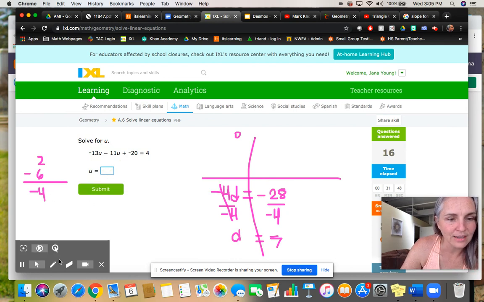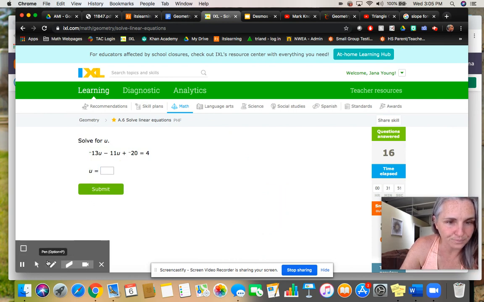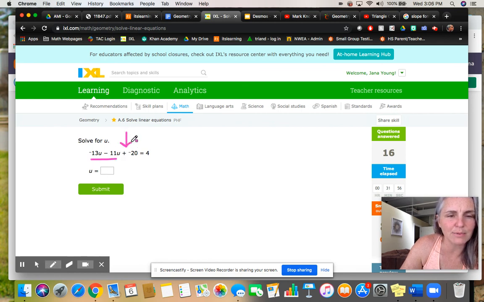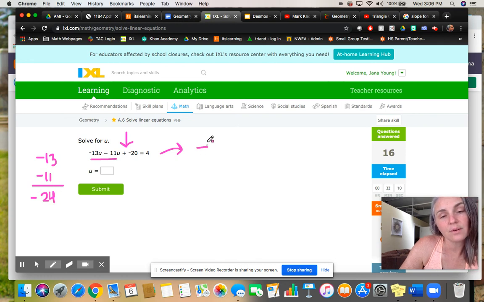This one is the exact same, only it's plus a negative. So I'm going to combine these two. I'm going to fix this double sign situation. And so this is going to be negative 13 minus 11. Signs alike, add, keep the sign, negative 24. So we have negative 24u, plus a negative, that's minus 20, is equal to 4.